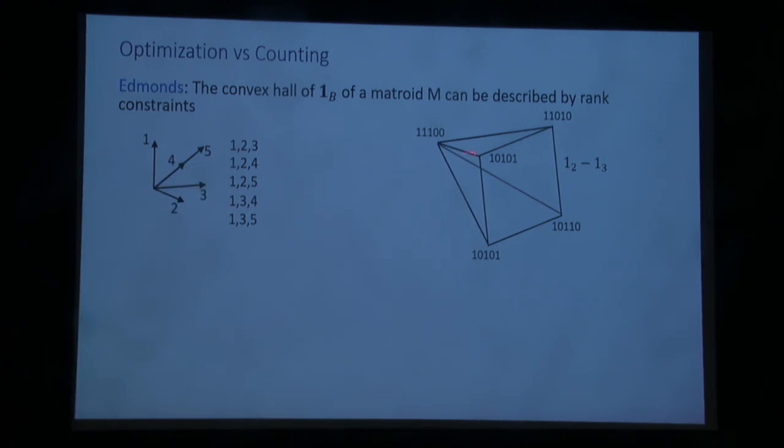You can look at the indicator vector of each base. It corresponds to these points. You can look at the convex hull. This convex hull is very well understood. The edges are of the form 1_i minus 1_j. The facets have this kind of property: you look at a set of elements, and you say that the summation of x's on that subset is at most the rank of that set. So this is very well understood. You can study separation oracles for this. You can do optimization. You can optimize even a convex function over this. So we know all about it.